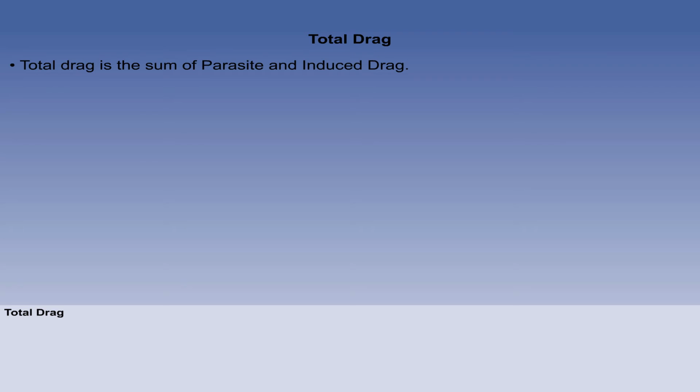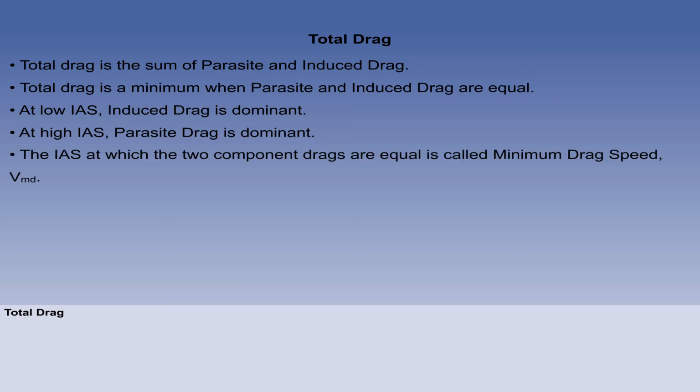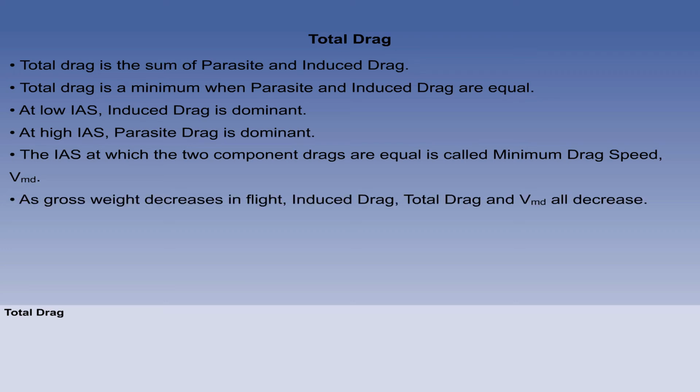Total drag is the sum of parasite and induced drag. Total drag is a minimum when parasite and induced drag are equal. At low IAS, induced drag is dominant. At high IAS, parasite drag is dominant. The IAS at which the two component drags are equal is called minimum drag speed, VMD. As gross weight decreases in flight, induced drag, total drag, and VMD all decrease.